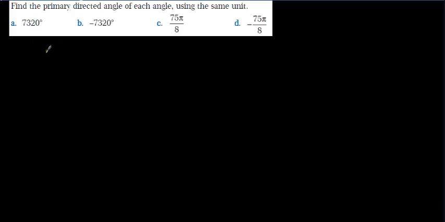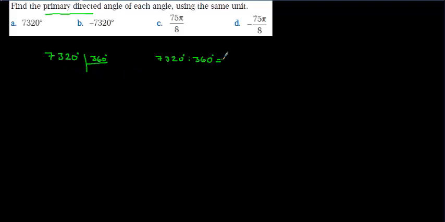7,320 here. If you want to find the primary directed angle, you have to divide by 360 degrees. 7,320 divided by 360. This is the division method. You may use this one, or you may use this method. There is no problem for me.